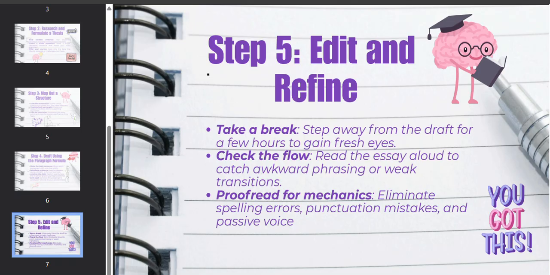Then we go on to step 5, edit and refine. Take a break, step away from a draft, not for a few hours if you are in exams, but check the flow. Read the essay out loud, not if you are in your exams. Then catch awkward phrases or weak transitions. Eliminate any grammar mistakes, punctuation mistakes, or passive voice.